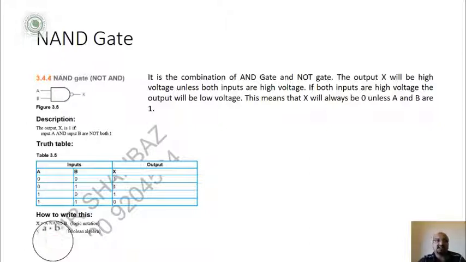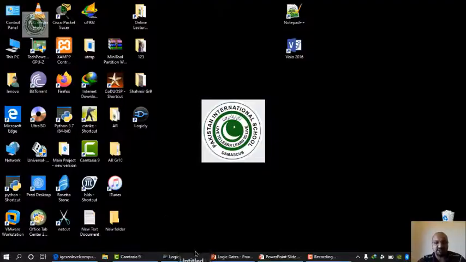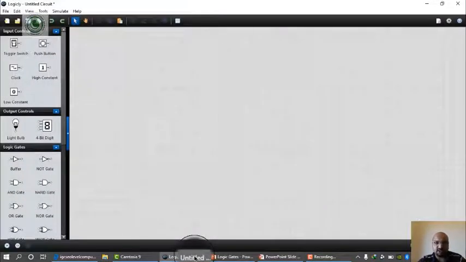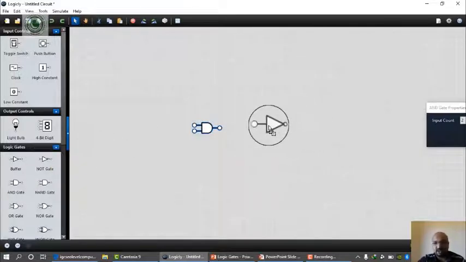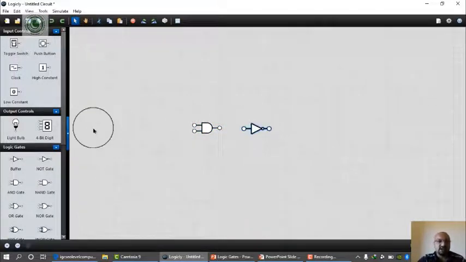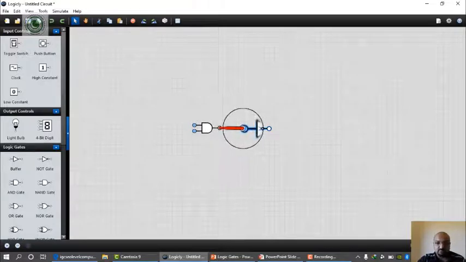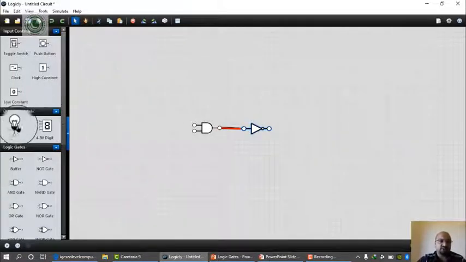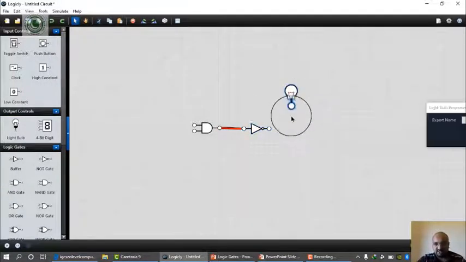Now, let's see how it works. This is software called Logisim. You can download it from the internet. So now let's have a look at this. I'm getting one AND gate here, and there is a NOT gate here. Now I connect both of them, because the NAND gate is a combination of the AND gate and the NOT gate.